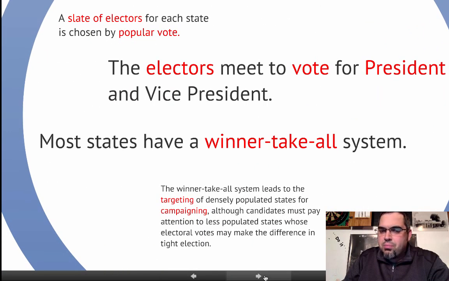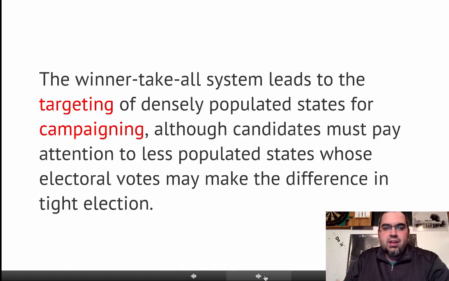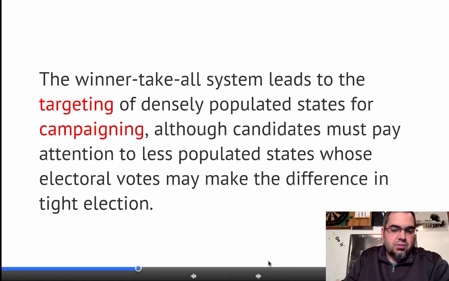And whoever wins the popular vote in the state usually gets all of the state's electoral votes. This is called a winner-take-all system. And it leads to targeting densely populated states, or we call them big states, meaning they have a lot of people, for campaigning. But candidates have to pay attention to smaller states or less populated states as well, because those electoral votes can make a big difference in a tight election.